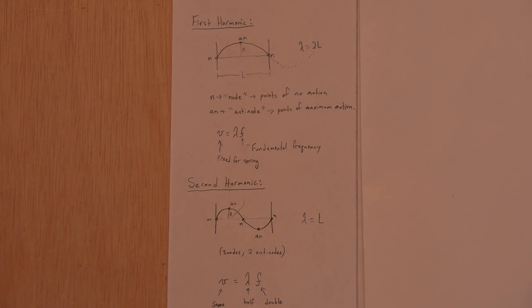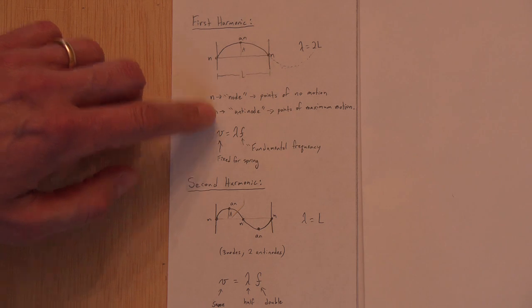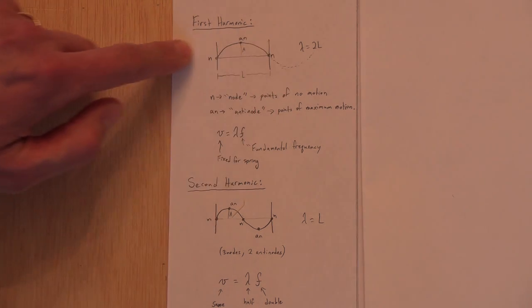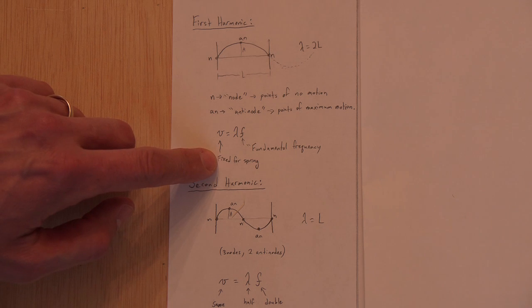Okay? And so what you could do is you could calculate the frequency of oscillation. If you knew the speed of the wave in this particular spring, that it moves side to side. That's, by the way, fixed.